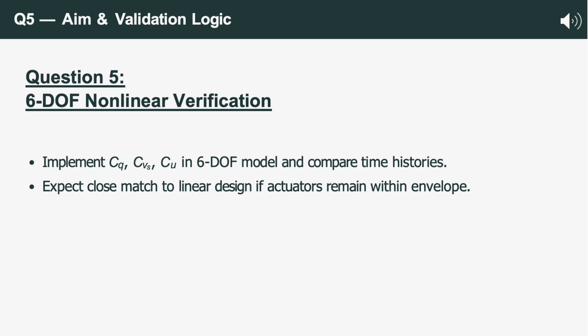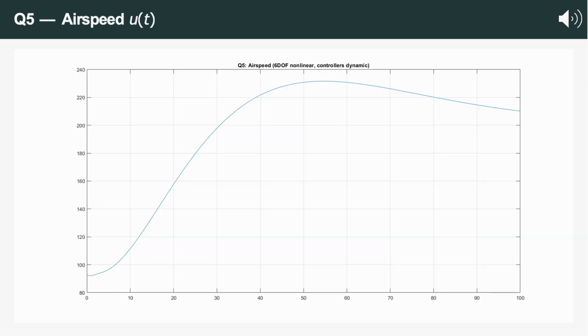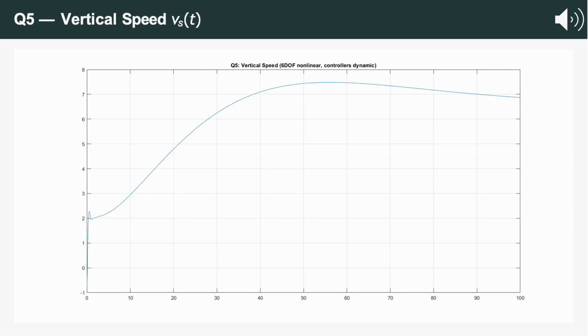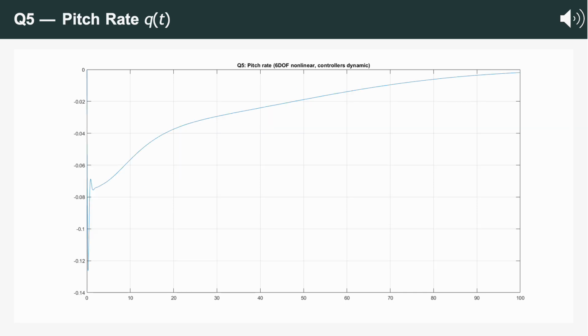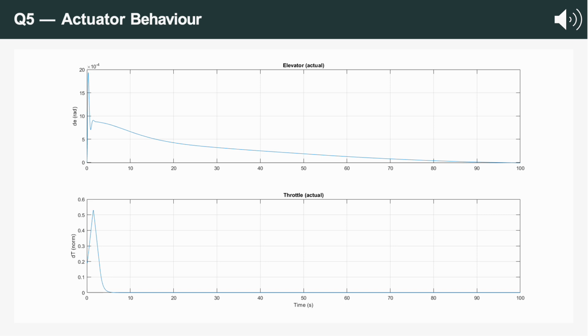Elevator and throttle movements remain smooth and well within limits, confirming the MIMO autopilot is stable and practical. We then tested all controllers together in the full 6 degree of freedom nonlinear model to confirm the linear design held under realistic conditions. The nonlinear airspeed matches the linear design closely, with only minor offset due to drag and power effects. The vertical speed is also almost identical to the linear model, with smooth tracking at about a 7 meter per second climb rate. The pitch rate transient is well damped with no short period oscillation, and the inner loop remains robust, stabilizing the aircraft effectively. Elevator and throttle deflections stay smooth and within range, proving the full autopilot remains feasible in nonlinear flight.